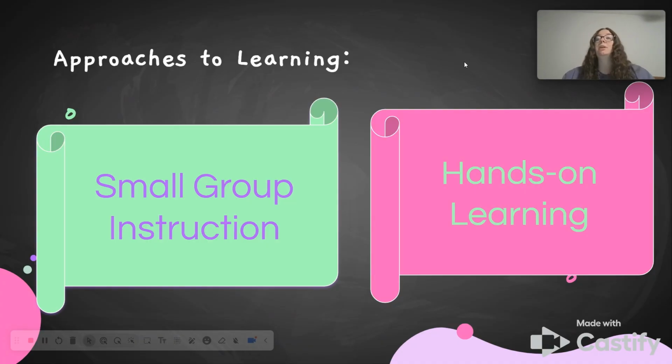So the two approaches to learning that I chose to focus on are small group instruction and hands-on learning. I feel like with kindergarten, both of these things are really important. I feel like with any grade level, really, this is important, but especially with kindergarten because they're just getting that foundation to learning.